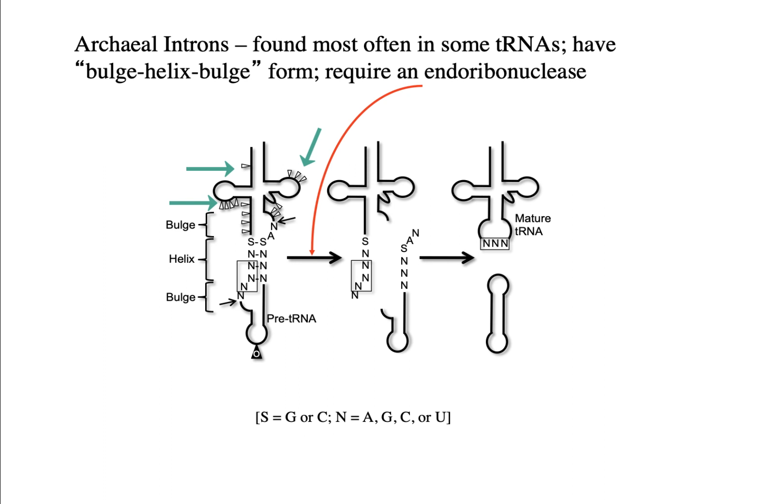In this case, there's a structure in the intron itself, which is a bulge helix bulge. And so you can see there's not much sequence similarity, but the structure is the same in each case. And an endoribonuclease, not an endonuclease, but an endoribonuclease cleaves this, and then the ends fuse together to form the mature tRNA. In this case, the anticodon is within this region also.